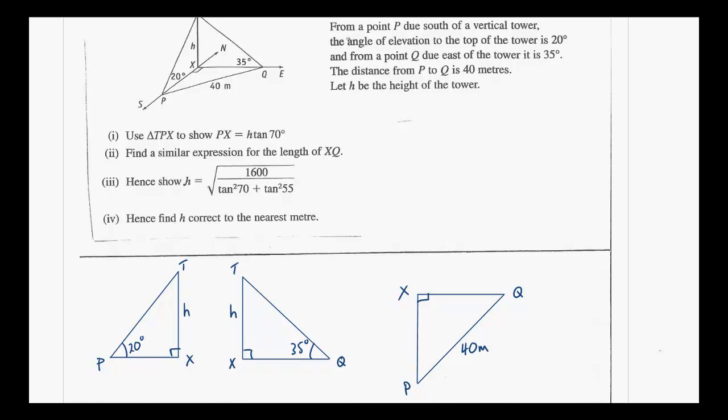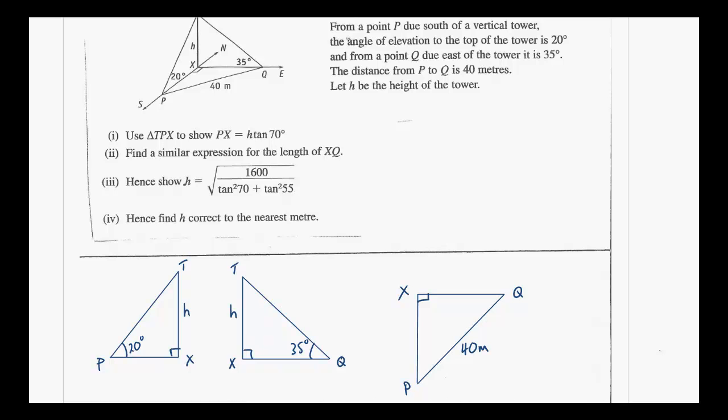Our third triangle is our bird's eye view. So looking above this diagram, we would see that the tower is at position X, P is directly south or due south of that, and Q is due east of that. So that's our third diagram, our third triangle, which is also right-angled because we have a south and an east.